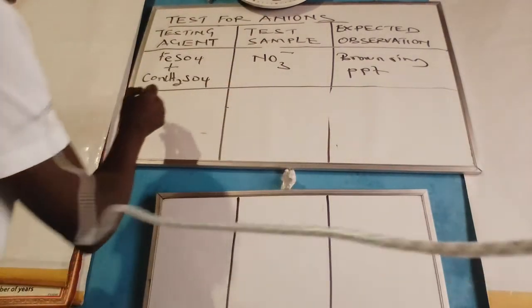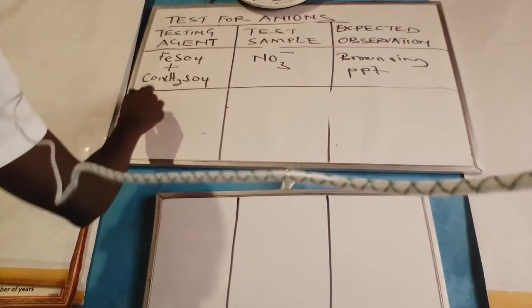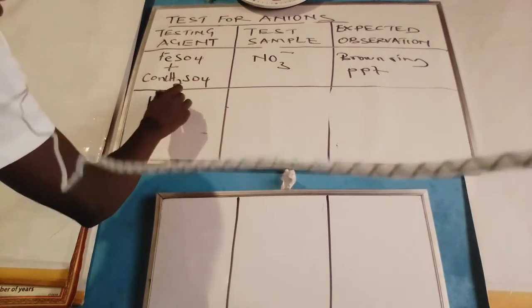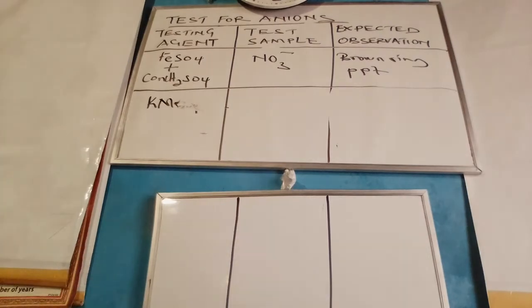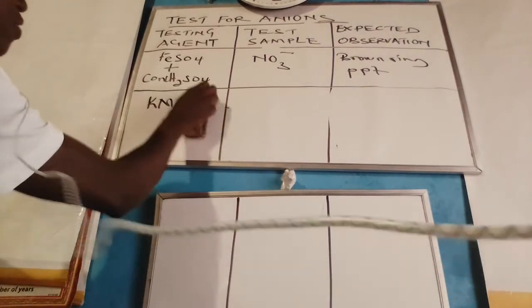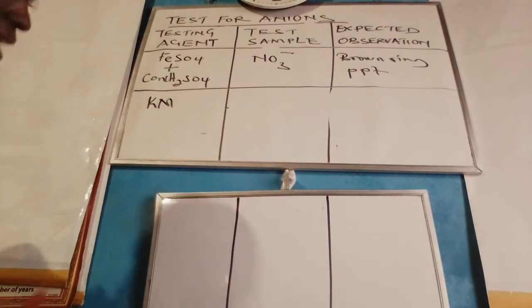Next, we have the oxidizing agent, namely potassium manganate 7. The potassium manganate 7 may be used for the testing of any reducing agents.